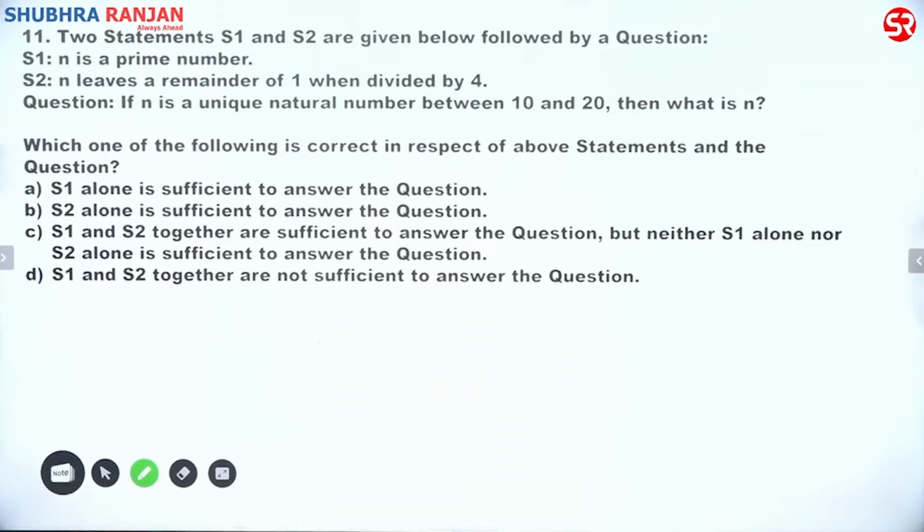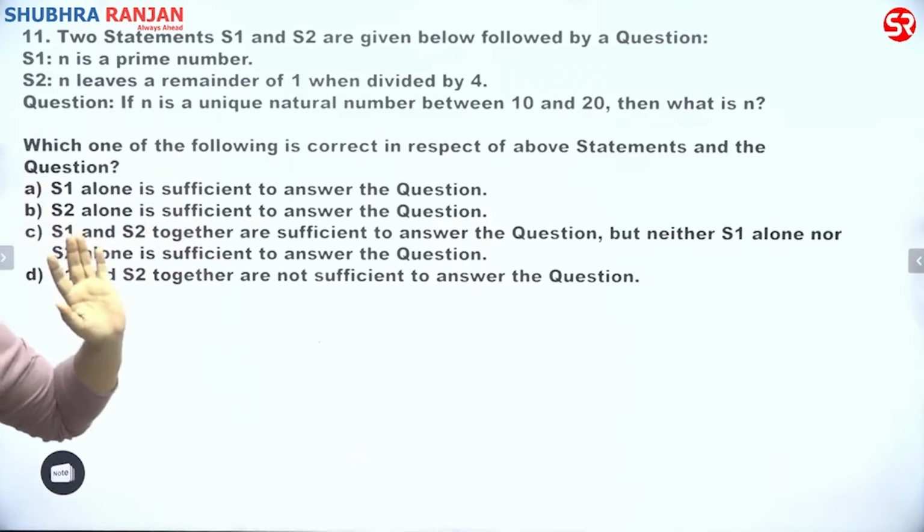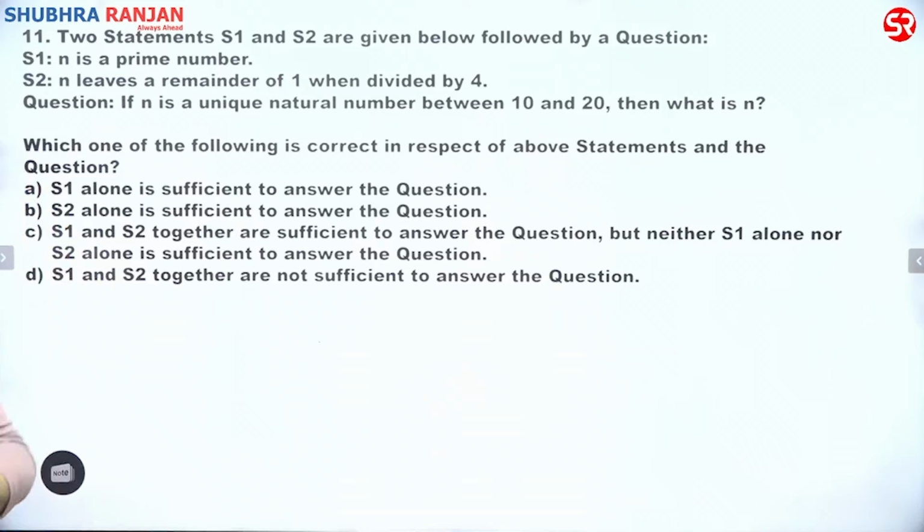Read the question first. If n is a unique number lying between 10 to 20, he says, what is n? Statement one says n is a prime number. N is a prime number. Look, I'll go by this. Okay. I'll go by the rules. The classic case of Matty Koo. It's okay, don't worry.